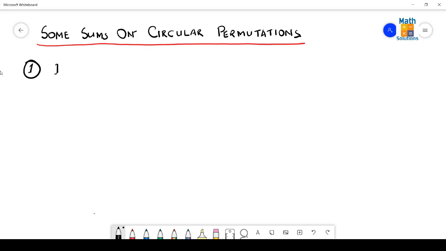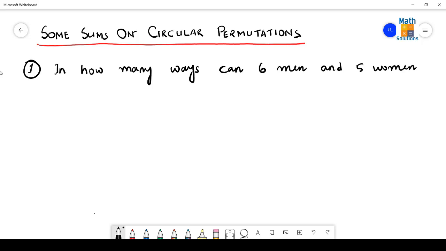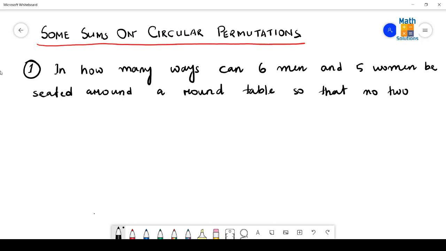In how many ways can 6 men and 5 women be seated around a round table so that no two women are together.